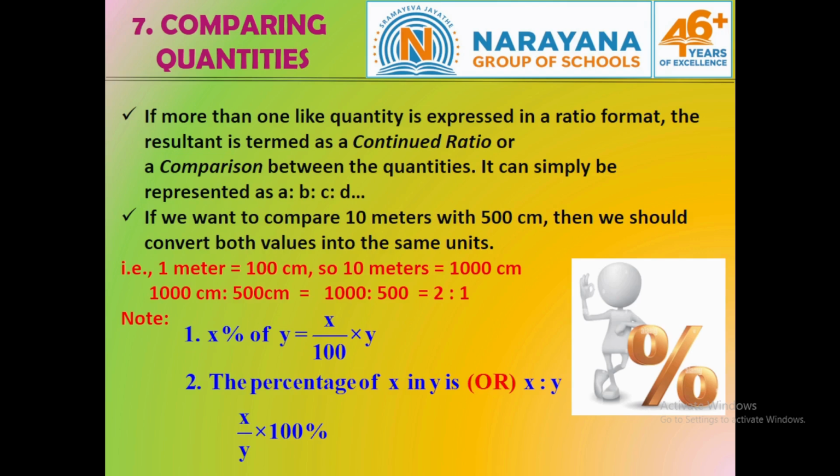If you want to compare 10 meters with 500 centimeters, then we should convert both values into the same units. So 1 meter is equal to 100 centimeters. So 10 meters is equal to 1000 centimeters. Now you can compare 1000 centimeters to 500 centimeters, that is equal to 2:1.